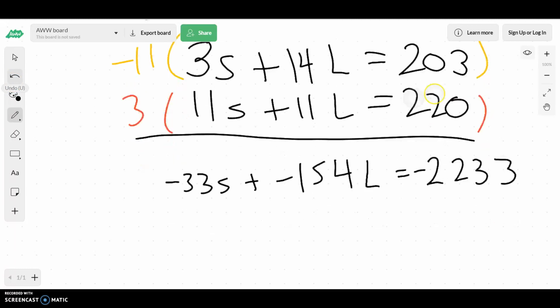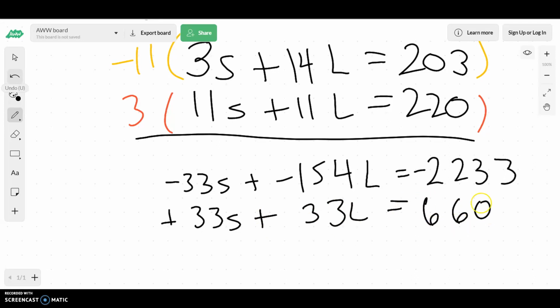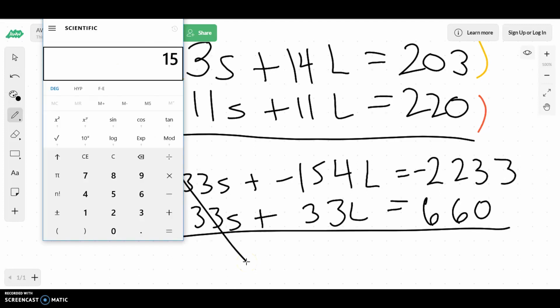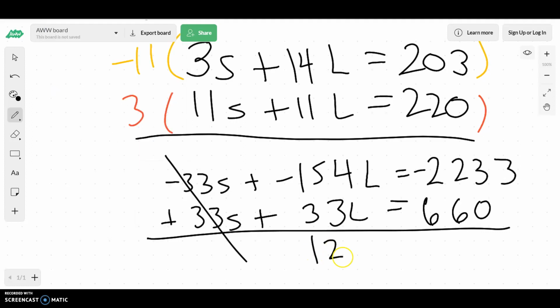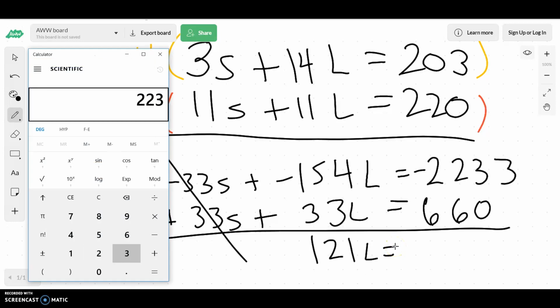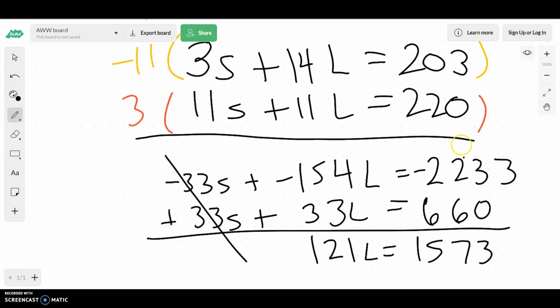That's a negative also. And we're going to add this to the bottom, so that'd be 33s plus 33L equals 660. I'll cross that out. 154 minus 33 gives us 121. And then we would have 233 minus 660. That would be 1,573.